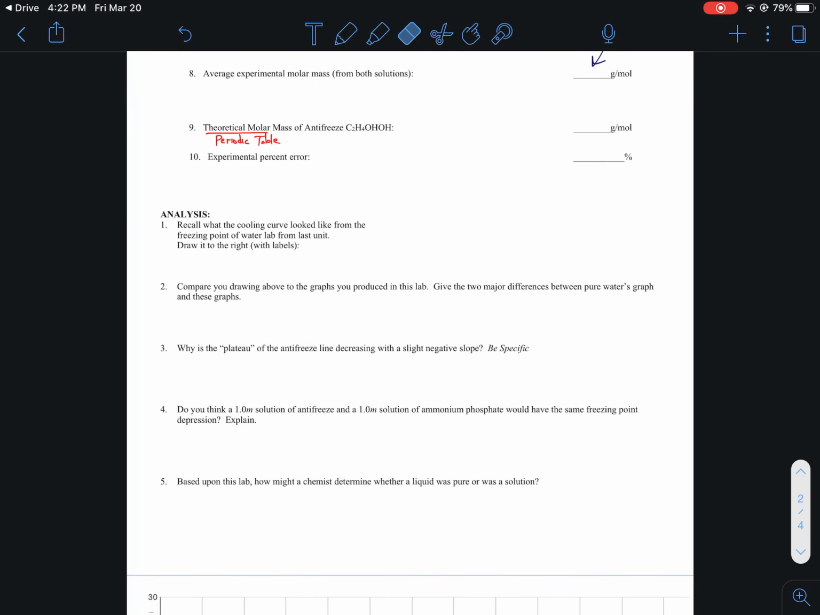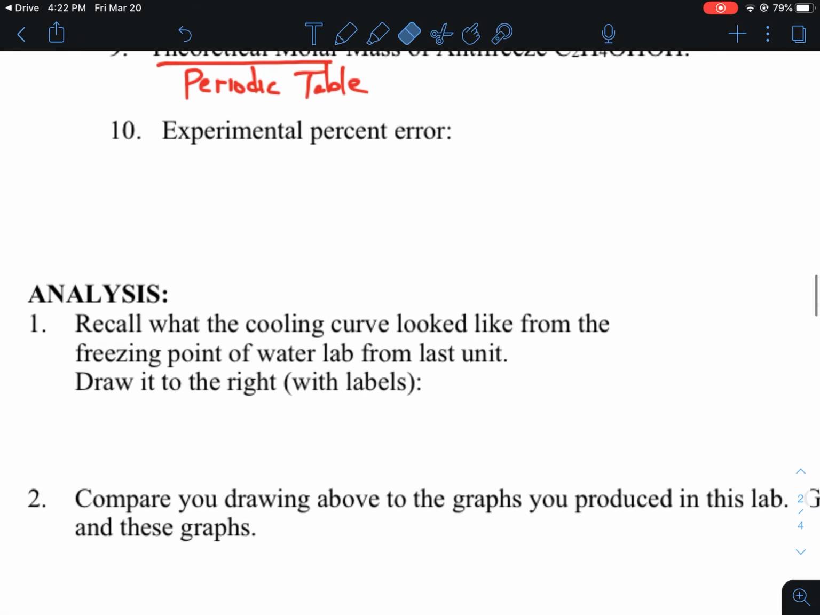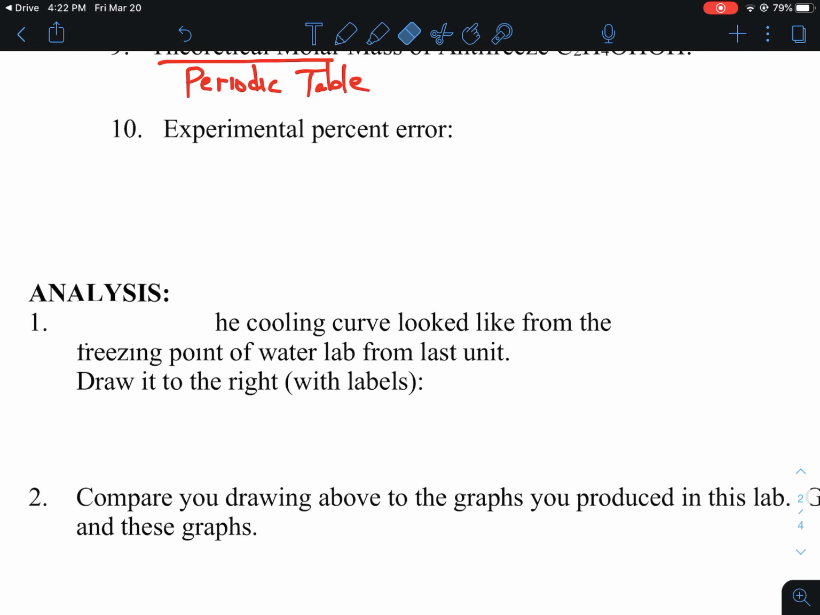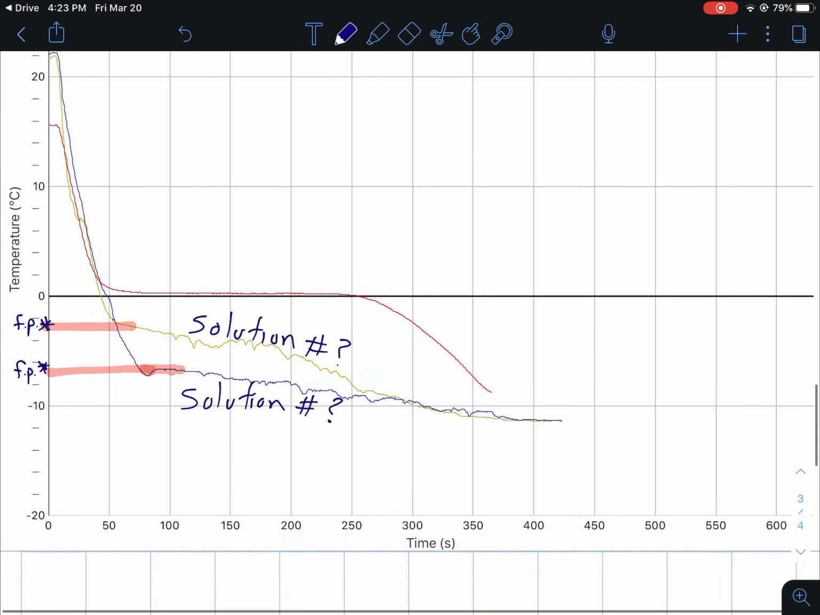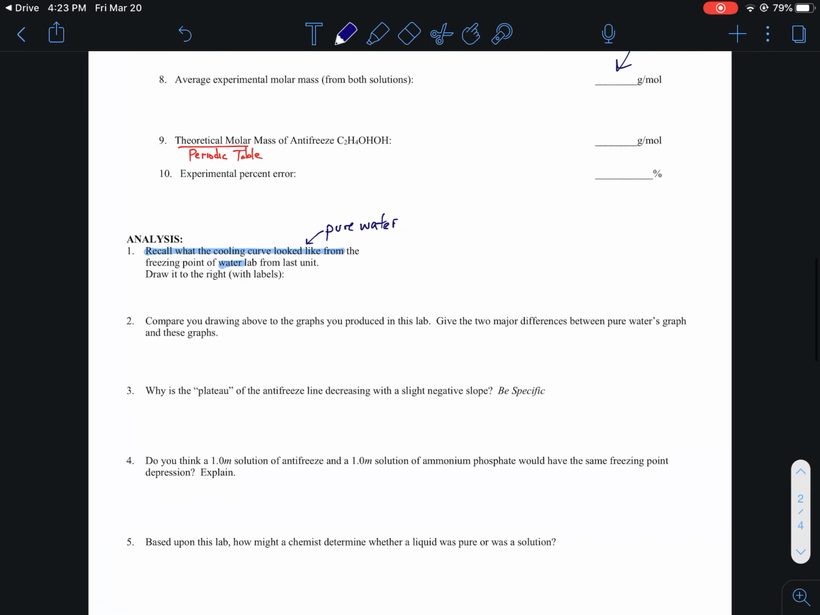And then obviously there are some analysis questions here at the end. It's asking you in one of these to recall what the cooling curve looked like for water. Remember, this is for pure water. Okay, and if you look at the graph we have supplied you, there's actually 3 lines on that graph. Only one of those lines deals with a pure substance. The other 2 are solutions, right? So it should be pretty self-explanatory. Hopefully that makes sense to you. And then obviously a few questions for you to work through.